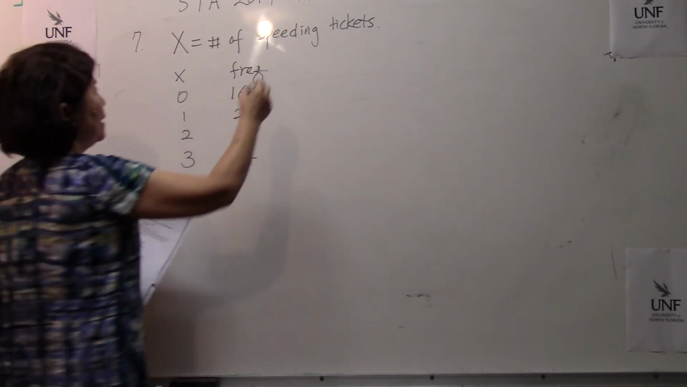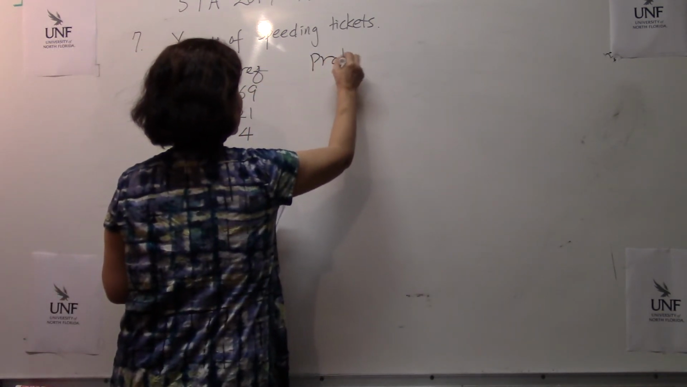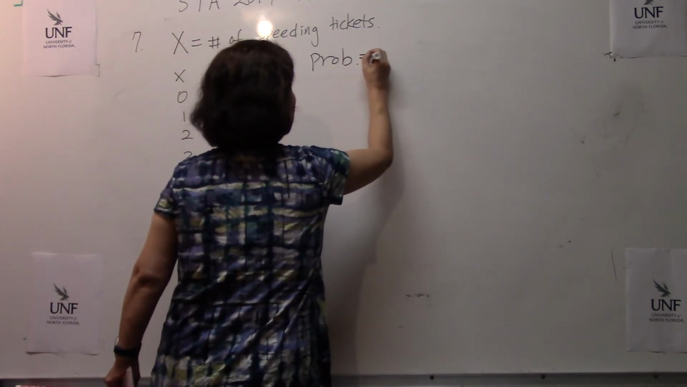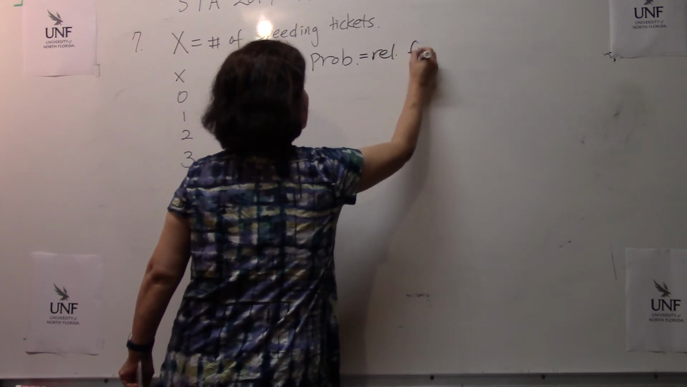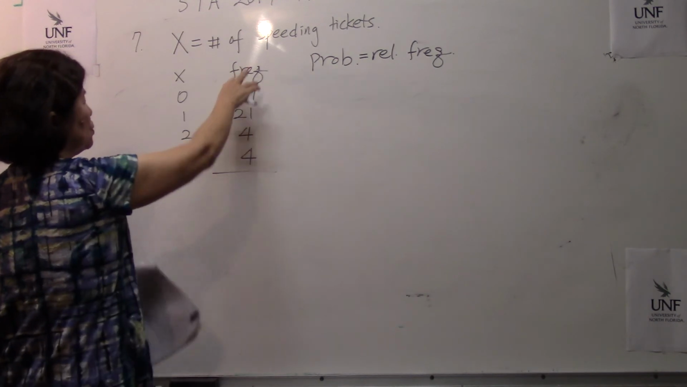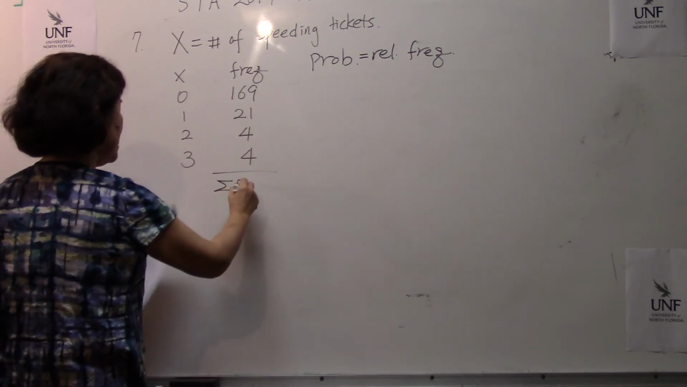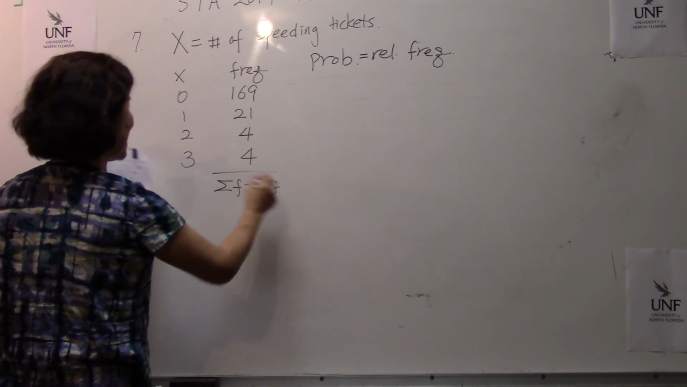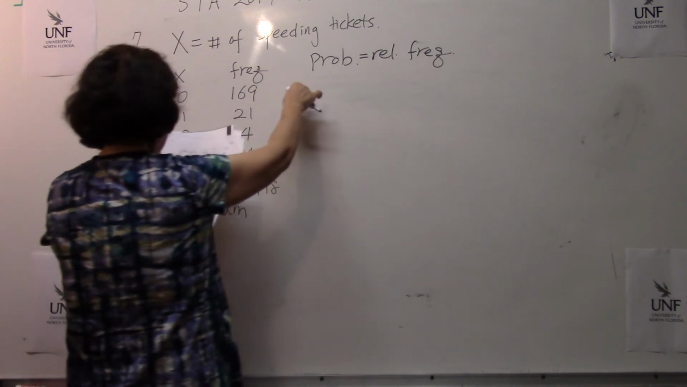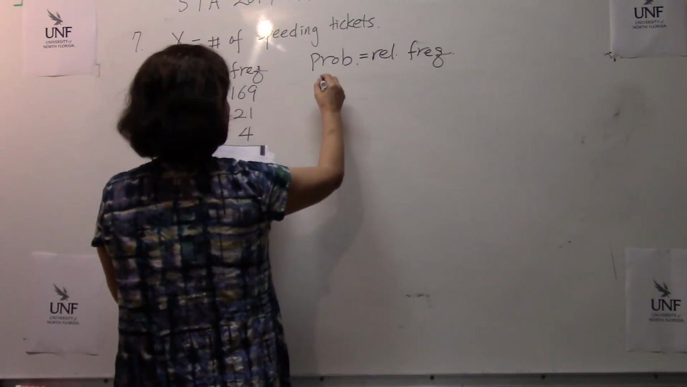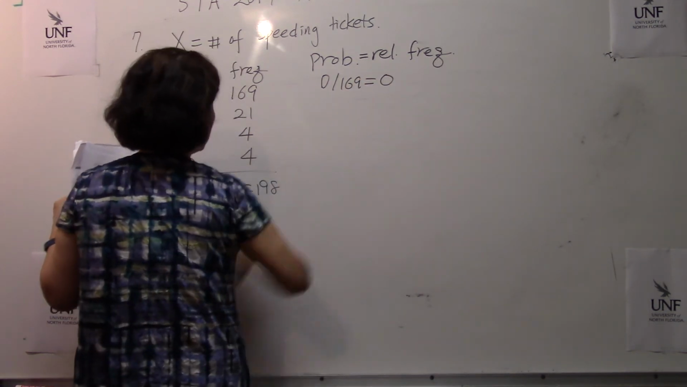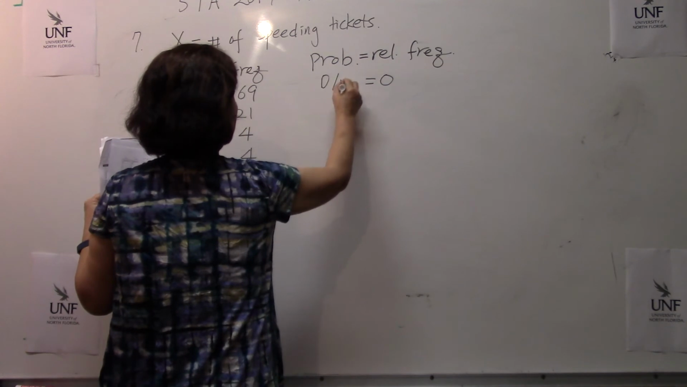Okay. Well, from here, can you compute the probability? What do we need in order to compute the probability? Probability is the same as a relative frequency. So we need a fraction. Yes, we are going to compute the total of this frequency, which is 198. So that's what I gave in the bottom, the sum.